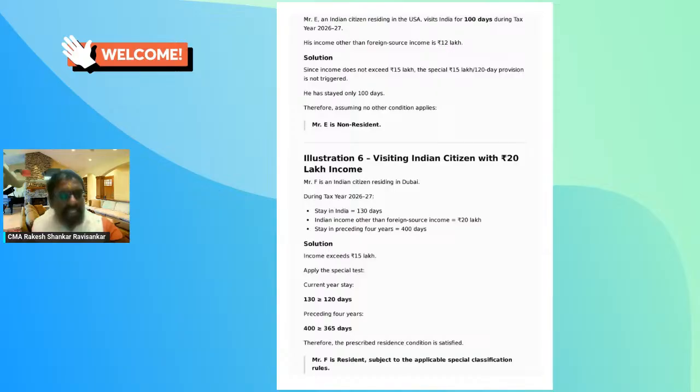Mr. E is an Indian citizen who is residing in the US. He has visited India for 100 days during the tax year 2026-27. His income other than the foreign source income is rupees 12 lakhs. Since the income has not exceeded 15 lakhs, the special provision of 15 lakhs or 120 days is not triggered here. So we'll have to check for 182 days of stay or that 15 lakhs of Indian income. So both the conditions are not satisfied.